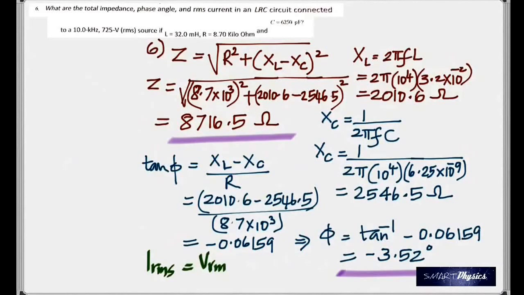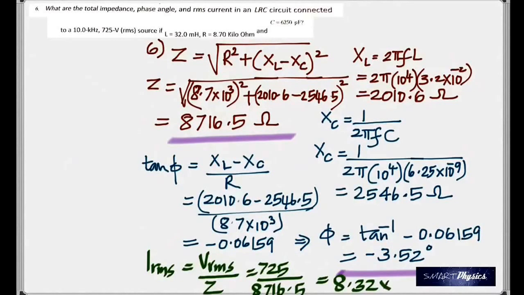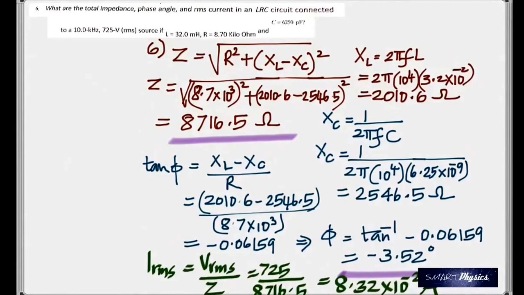That's just Ohm's law. Vrms by Z. Vrms is given as 725 divided by the impedance that you got. And that gives you 8.32 times 10 to the negative 2 ampere.